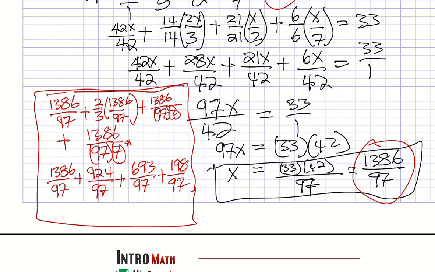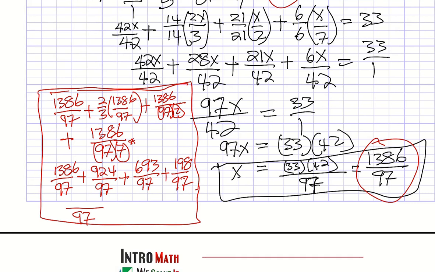So you add all that. Their common denominator is 97, okay? Add all the stuff on top. 198 plus 693 plus 924 plus 1386. You add all that again: 3201. And divide 3201 by 97. I'll be damned, you see? You get 33.